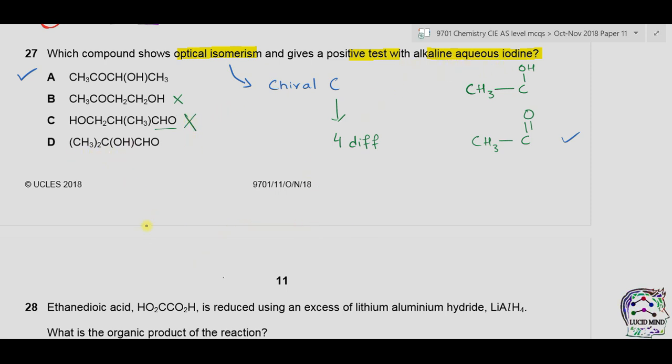Now with the last one we have 2 CH3 attached to a carbon. Also OH is attached to this carbon, and we have an aldehyde. As we can see, no carbon is attached to 4 different groups, so we don't have optical isomerism. Also, this is a tertiary alcohol as OH is attached to this carbon which is directly attached to 3 carbon atoms. So a tertiary alcohol does not give a positive test with alkaline aqueous iodine. The correct answer is therefore A.